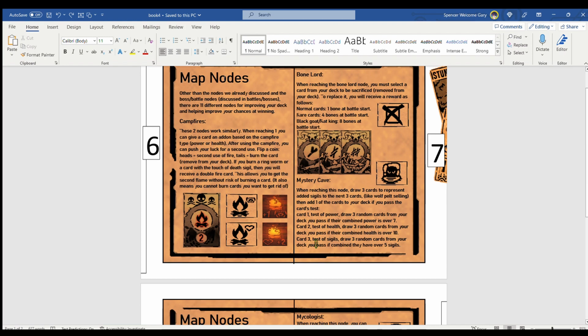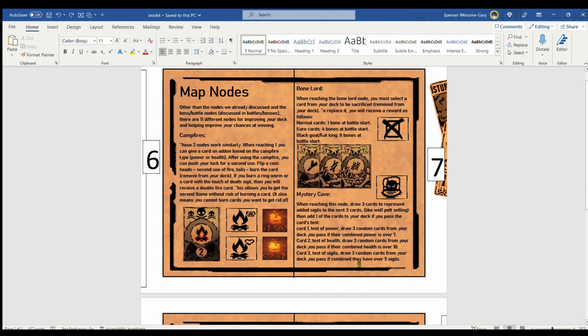And the third card, or the last card, is the test of sigils. Draw out 3 random cards from your deck. You pass if, combined, they have over 5 sigils. And in any situation where you don't pass, you don't get any of the cards. And if you pass one of these, you have to select the card that you picked. So if you pick the test of health, you have to take the middle card if you pass it.